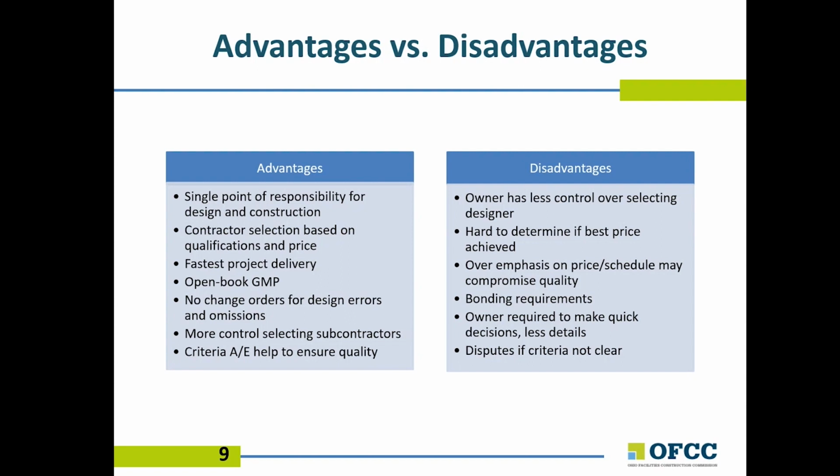Like a general contractor and CM at risk, the design builder is required to supply a bond covering the entire scope of the project, and there are fewer firms capable of doing the work when compared to multiple prime. Owners are typically required to make quick decisions on fast projects and have less involvement with the details. There can also be disputes over scope of the work if the design criteria is not clear.